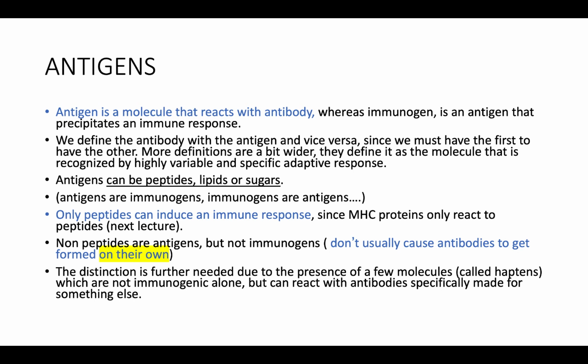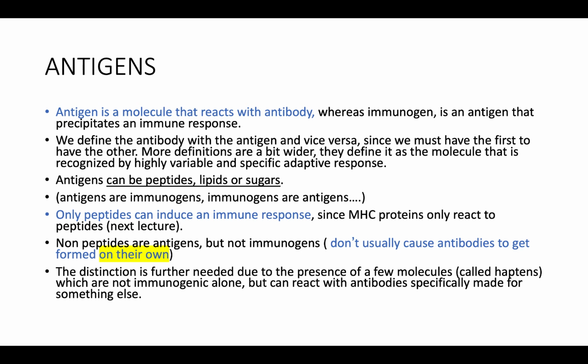We define the antibody by the antigen, and we define the antigen by the antibody. So since we must have the first to have the other, if I have a protein that doesn't make an antibody, it is not an antigen, basically. So that's actually a very important piece of information. So antigens can be peptides, lipids, or sugars, can be any molecule.